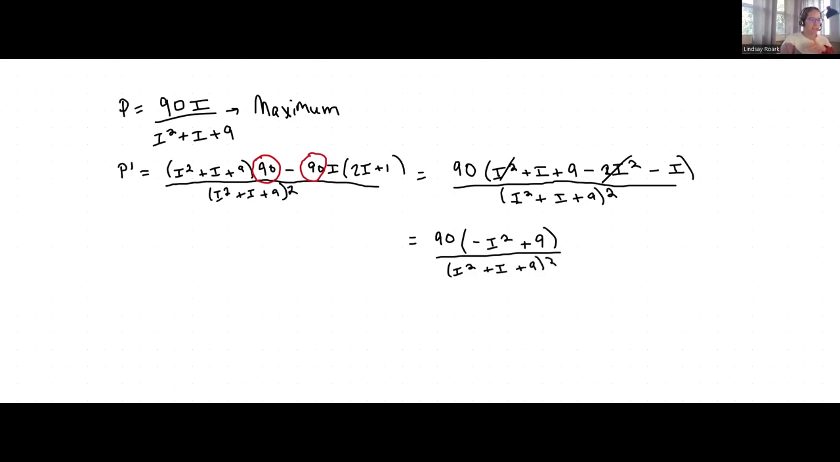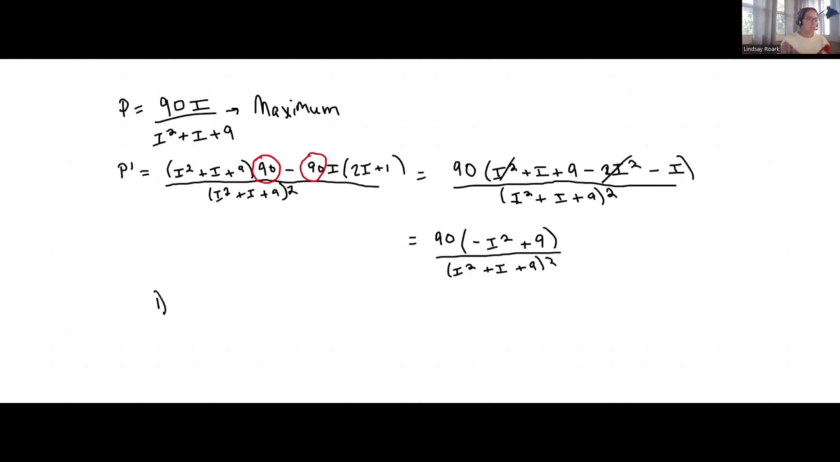Okay, so it's a little funky in the numerator. It's negative I squared plus 9. We have a couple options here. One is to try to set the numerator and denominator equal to 0. You could definitely do that. It's sort of icky. I would maybe factor out a negative 1 to rewrite this as I squared minus 9. But either way, it's the same thing.